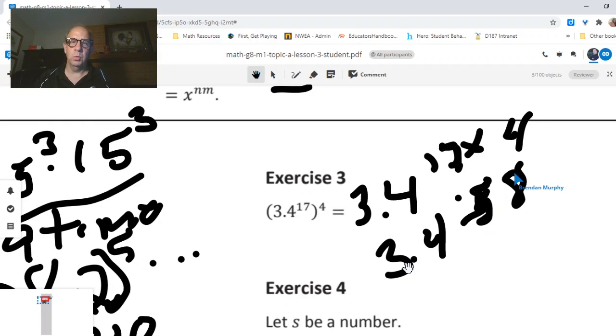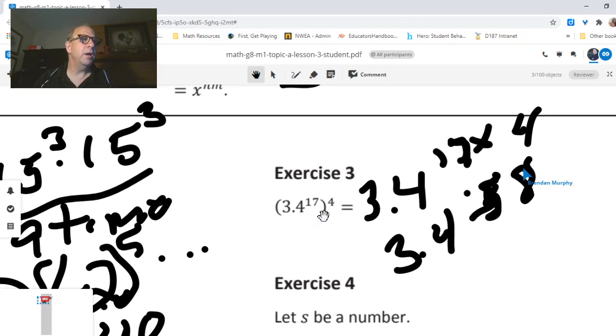Okay, so that is our power rule. When you are raising a number to a power and then raising that to a power, so if you have an exponent raised to a power, you have the power rule and you're going to multiply the exponents.